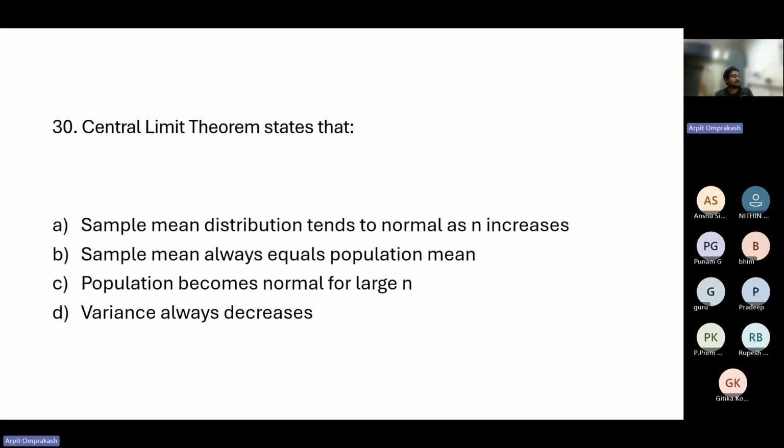The next question is, the central limit theorem states that A, sample mean distribution tends to normal as n increases. B, sample mean always equals population mean. C, population becomes normal for large n. Or D, variance always decreases.